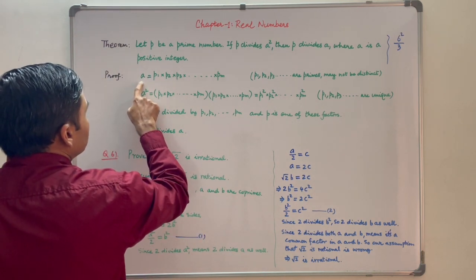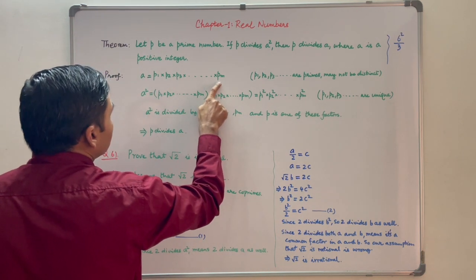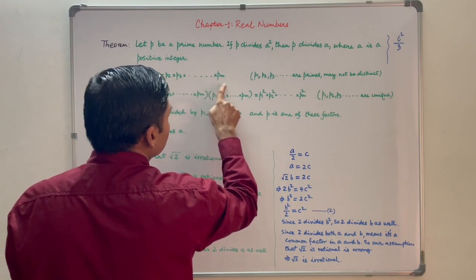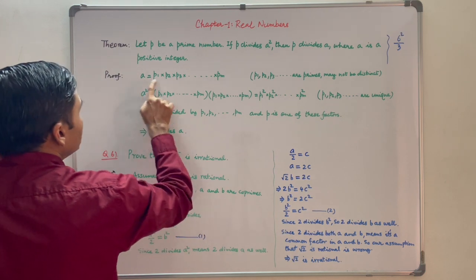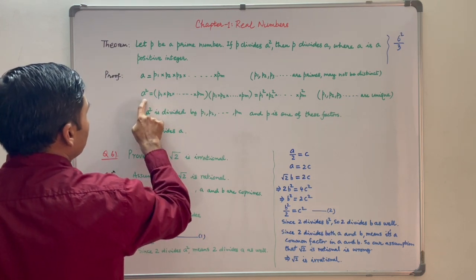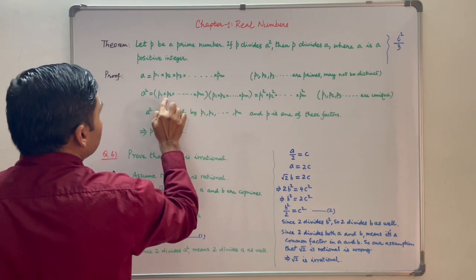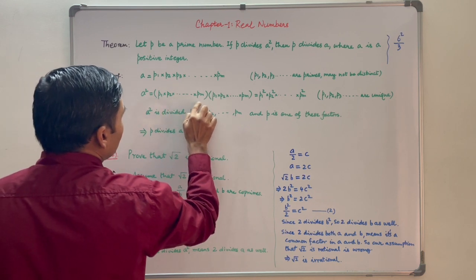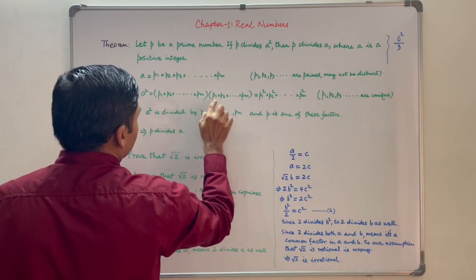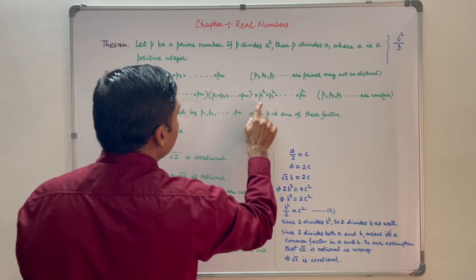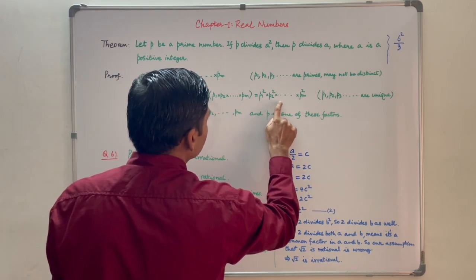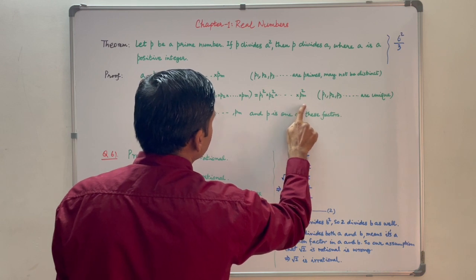A can be written as a product of prime numbers, P1, P2, P3 up to Pm, where these are primes and may not be distinct. Now squaring both sides, A square will be P1 into P2 into P3 up to Pm multiplied by itself. So it will be P1 square into P2 square into P3 square up to Pm square.